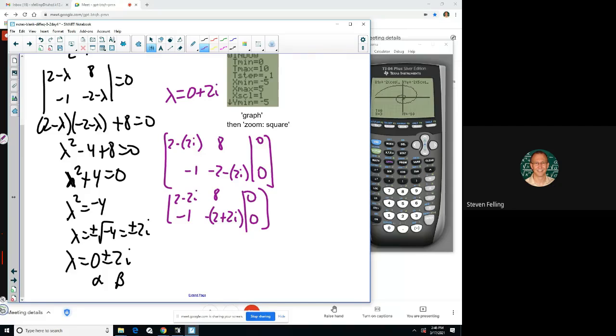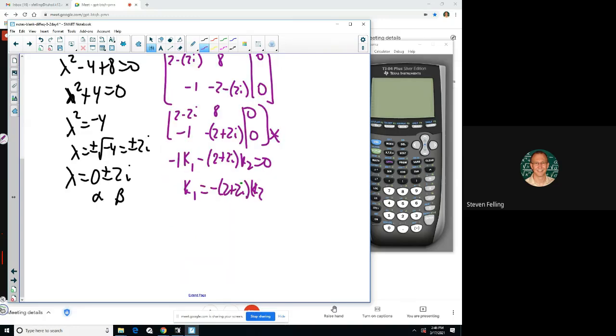So I could use either one of these equations. Let's use the second one, because the second one, I don't have this extra 8 in it. So I'm just going to say this is negative 1 times k1 minus 2 plus 2i, k2 equals 0, which means if I move this to the other side, k1 is equal to negative 2 plus 2i, k2. Okay? And that means that the general solution form is, as long as I make this negative 2 plus 2i times whatever I make k2 and this k2, we've got an eigenvector.